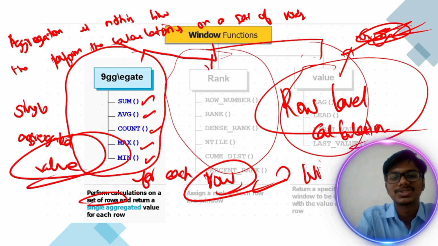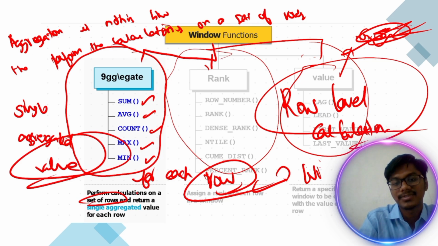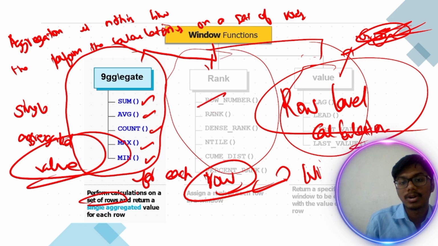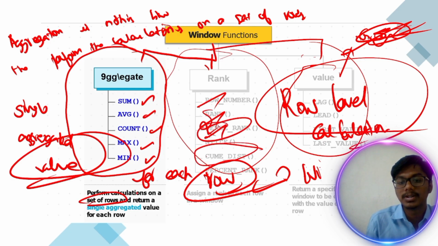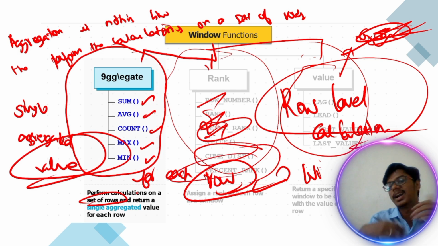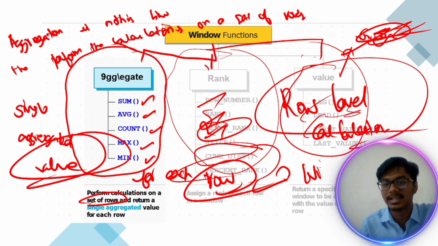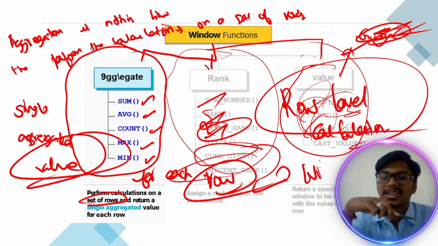In the next video, we will discuss the rank functions: row number, rank, and dense rank. What is the difference between rank and dense rank, and what about ntile, cumulative distribution, and percentile rank. A lot of things are waiting, guys. And in the next videos, we will discuss the value analytical functions like lag and lead. These are very interesting functions in window functions. A lot of content is available.